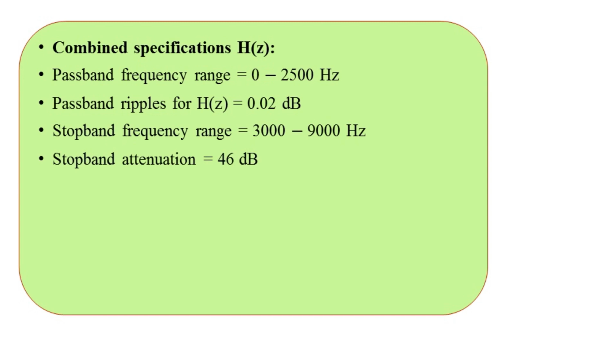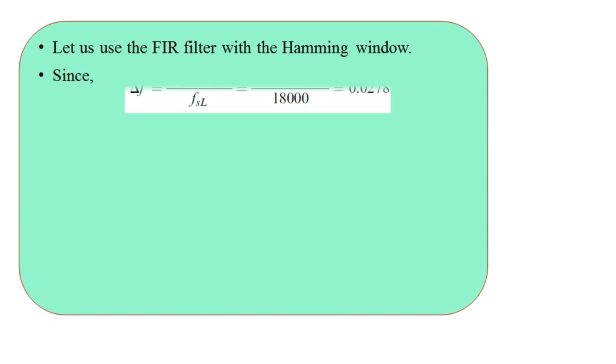So now let us make use of FIR, that is the finite impulse response filter, with the Hamming window here. Since we know that delta F is to be computed, and delta F is basically the difference of the stopband frequency with the passband frequency divided by Fs into L, here we have F stop minus F pass divided by Fs into L. We put the values 3000 minus 2500 divided by 18,000. So this value of delta F comes out to be 0.0278 here.